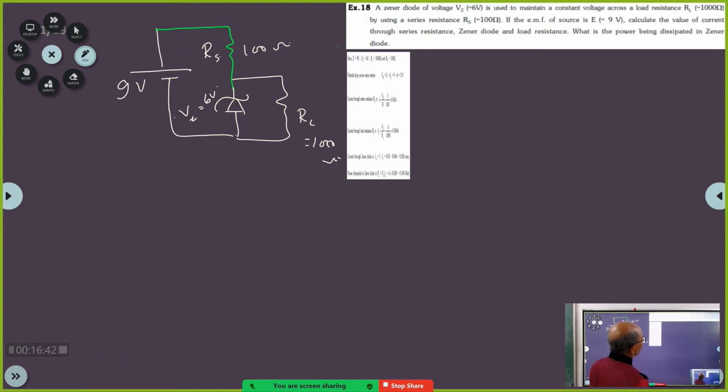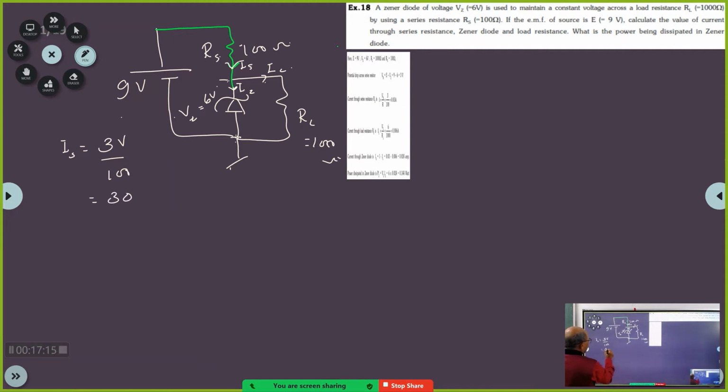What is the power dissipated? Calculate the value of the current through the series resistor. So they are asking you this current, here IS, this current here IZ, and this current here IR. Quickly calculate these currents. This is 9 volts, 6 volts is across this, so 3 volts drop is here. So IS will be 3 volts divided by 100 ohms, so that is 30 milliamperes.